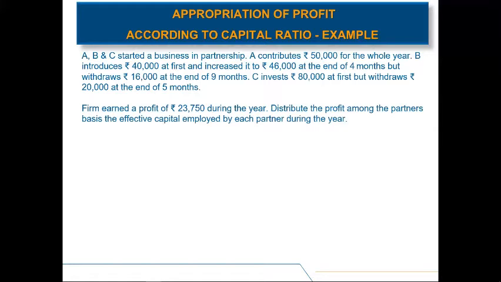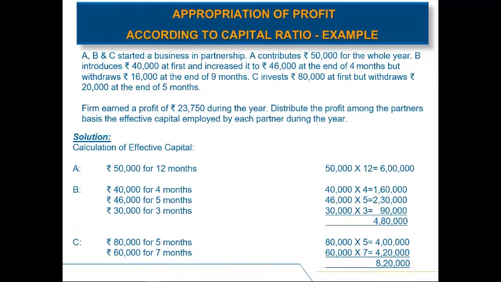The firm earned a profit of rupees 23,750 during the year. Distribute the profit among the partners on the basis of the effective capital employed by each partner during the year. So let's look at the solution. As a first step, we will have to calculate the effective capital. To calculate the effective capital, we will multiply the amount of capital contributed by the partner by the number of months it was available in the business.